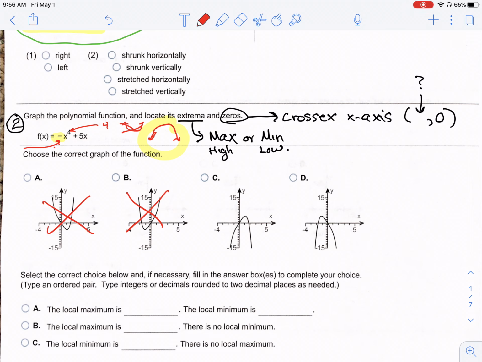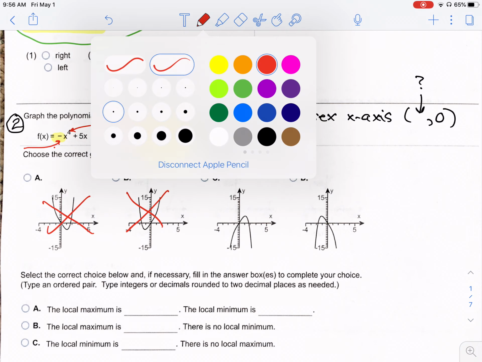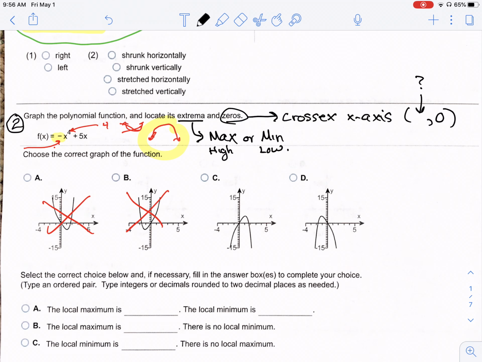So you're down to choices C and D, and then you're going to start looking at x-intercepts to figure out which one you're going to use for C or D. So C or D is our question. We're going to take our function, we're going to find the x-intercepts. So we're going to find the zeros.